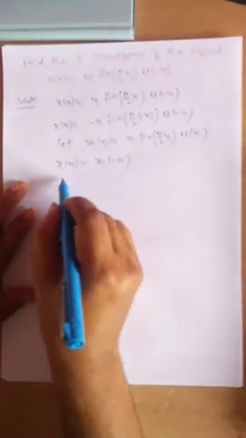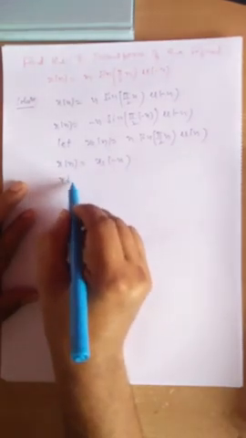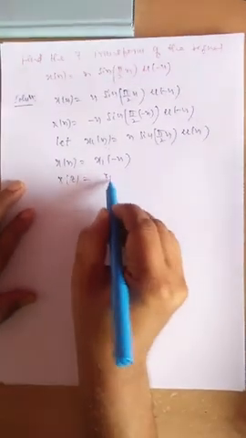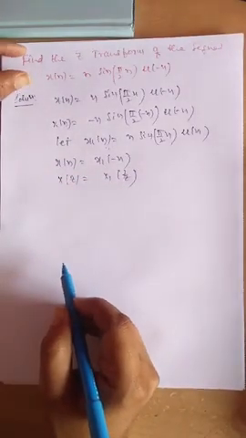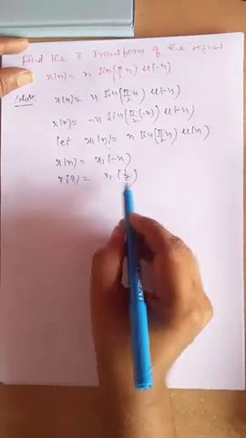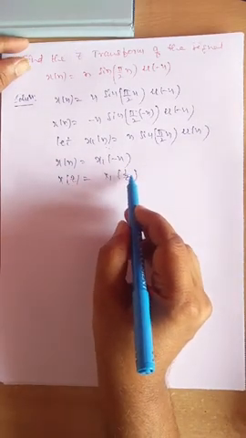Then its Z transformation, using the time reversal property, you get x of z is equal to x1 of 1 by z. Now to get x of z, I should get the x1 of z. In that I should replace z by 1 by z.